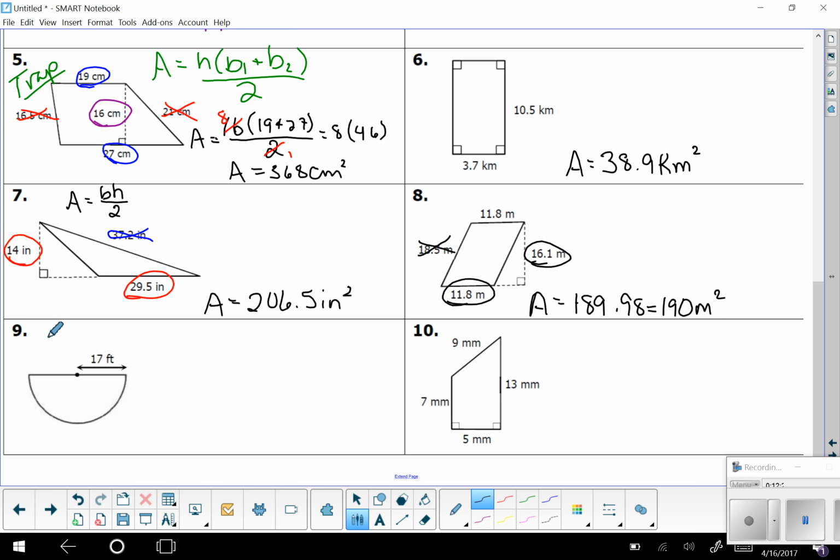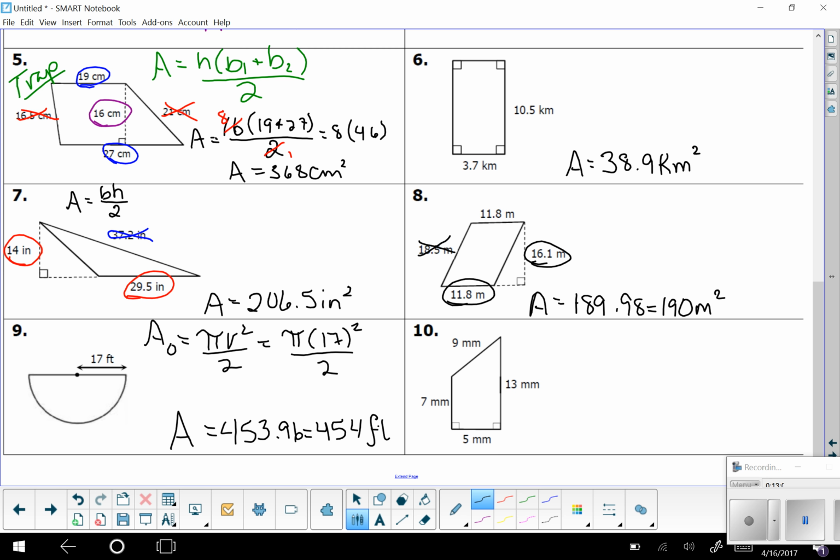Now for number 9, because this is a semicircle, the area of a circle is going to be pi r squared, but we want half of it. So pi times 17 squared over 2. And all that equals 453.96, which again bounces up. So we get 454 feet squared.